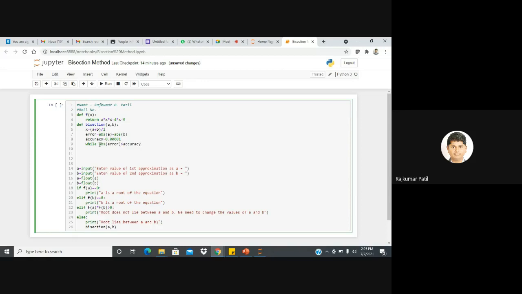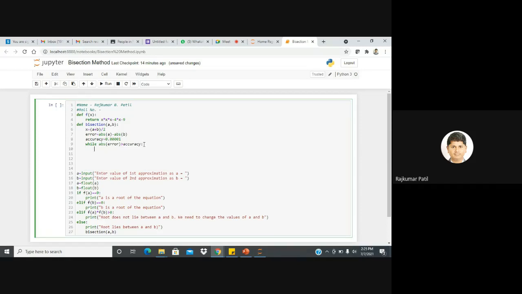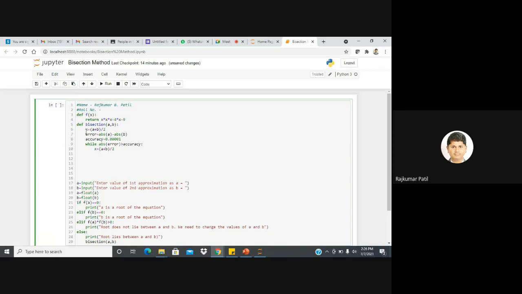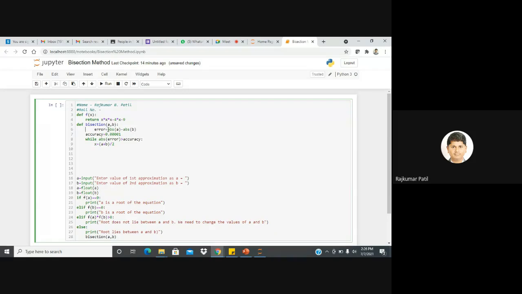Till the error is greater than the accuracy, the while loop will be executed, and below it we need to write what is to be iterated. Then again, we will use the formula of the bisection method to calculate the next iteration. Actually, if you didn't write this particular line, it doesn't make any difference to the program.